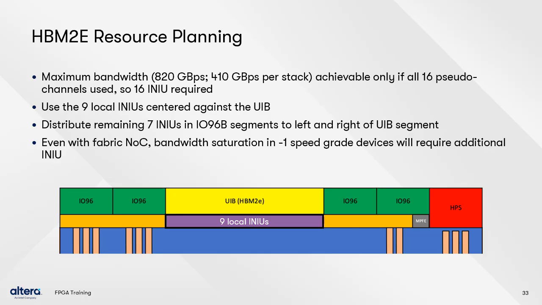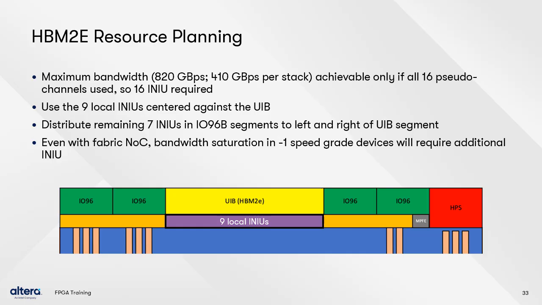For the HBM2E, the maximum achievable bandwidth is 820 gigabytes per second. For a single HBM stack, this is 410 gigabytes per second. The only way to achieve this bandwidth is to enable the use of all 8 channels of the HBM. Recall, there are 2 pseudo channels per channel, so 16 separate INIUs would be required to connect directly to all 16 pseudo channels of the stack. Once all channels are enabled, placement of the INIUs is key. There are 9 local INIUs vertically aligned with the HBM2E UIB.